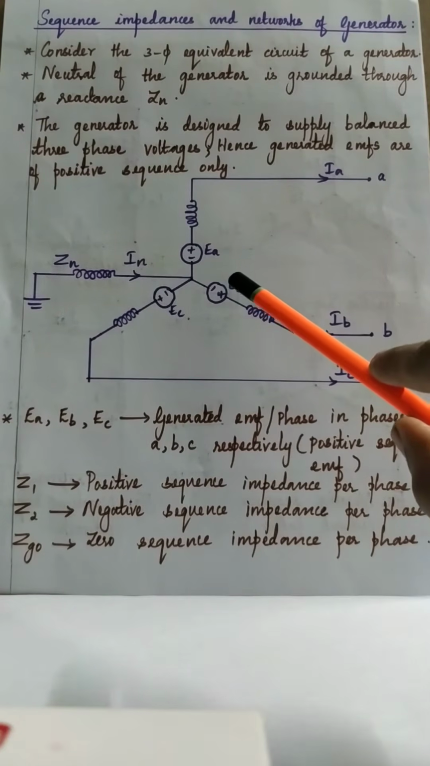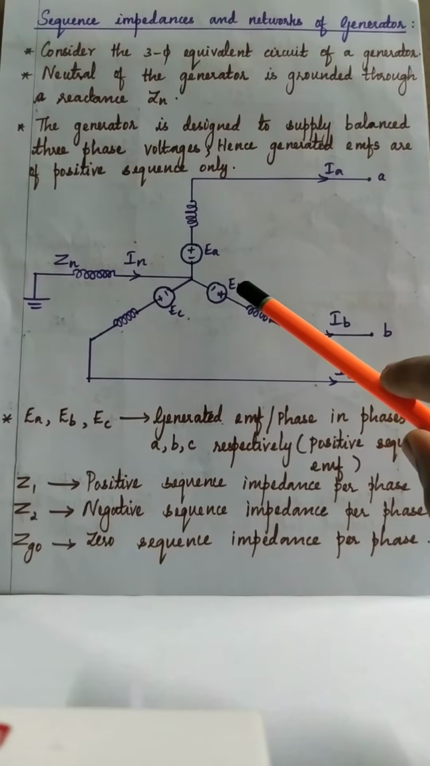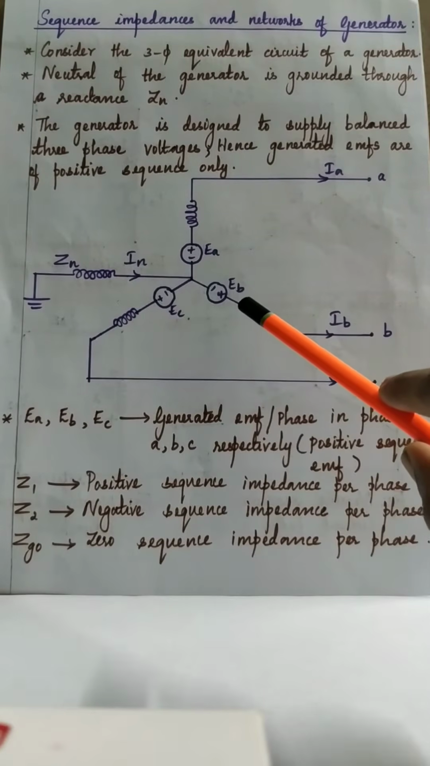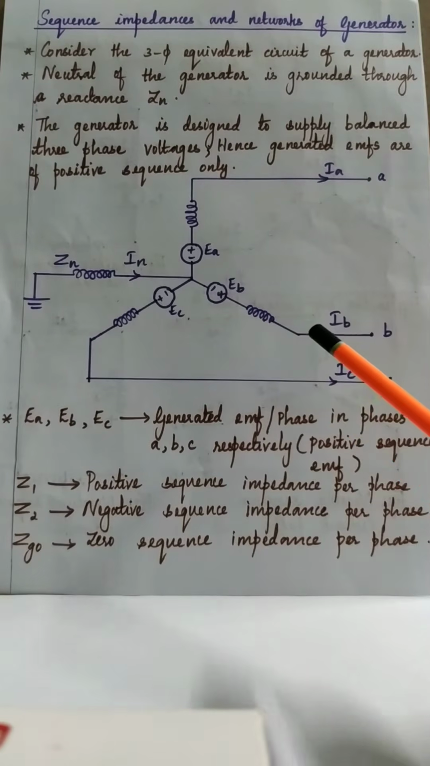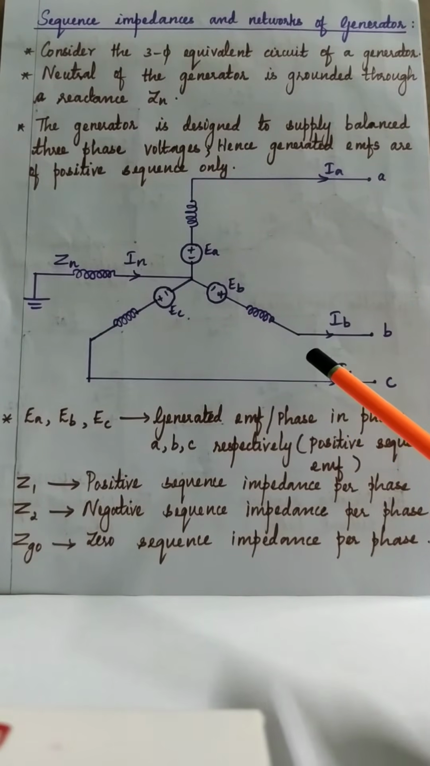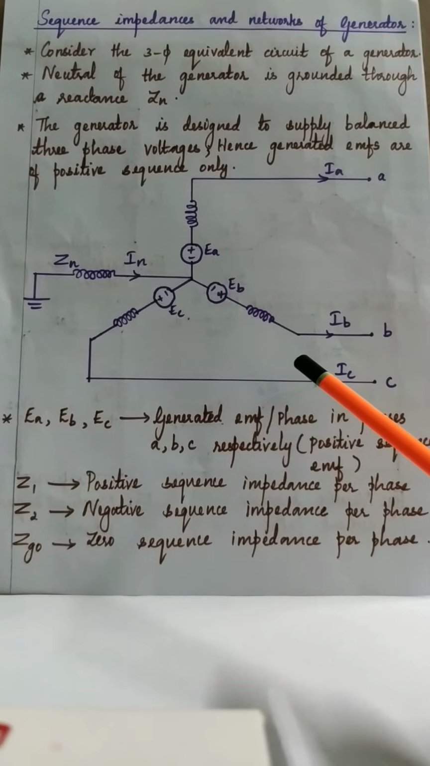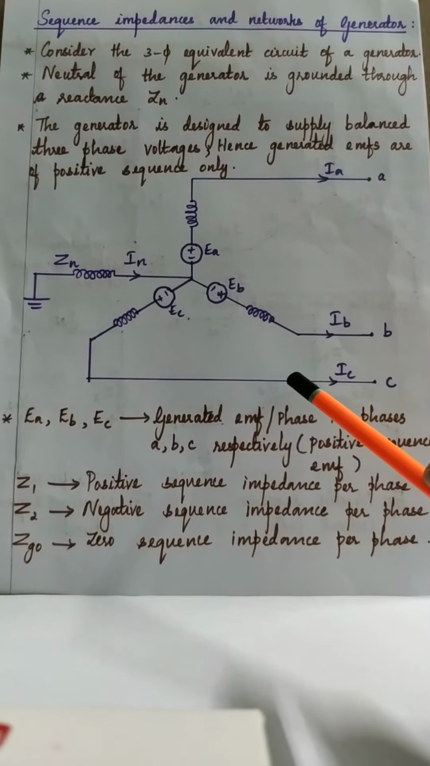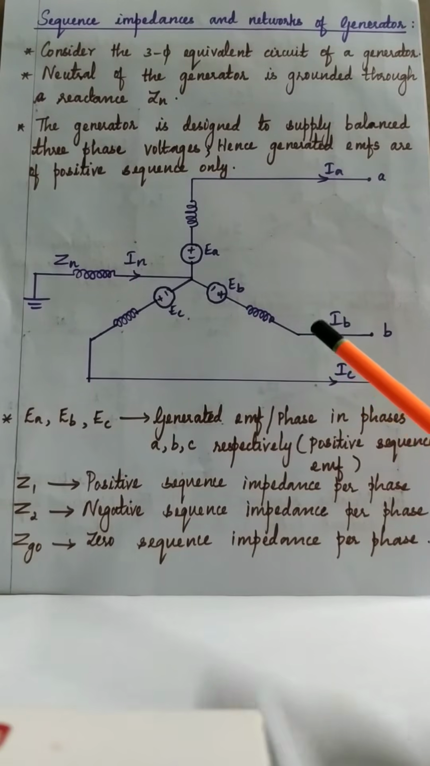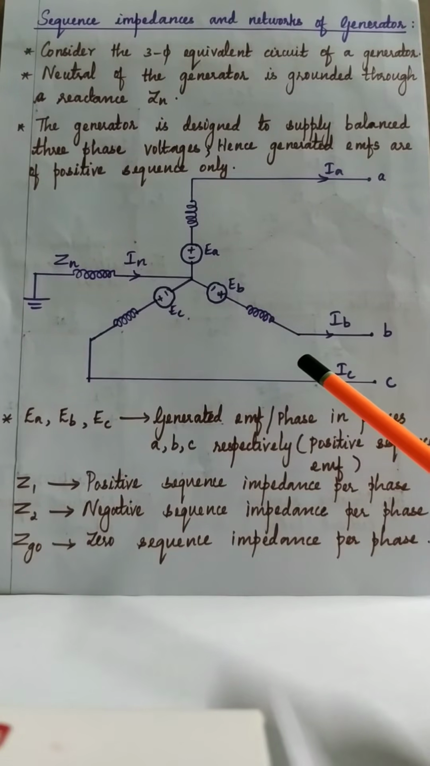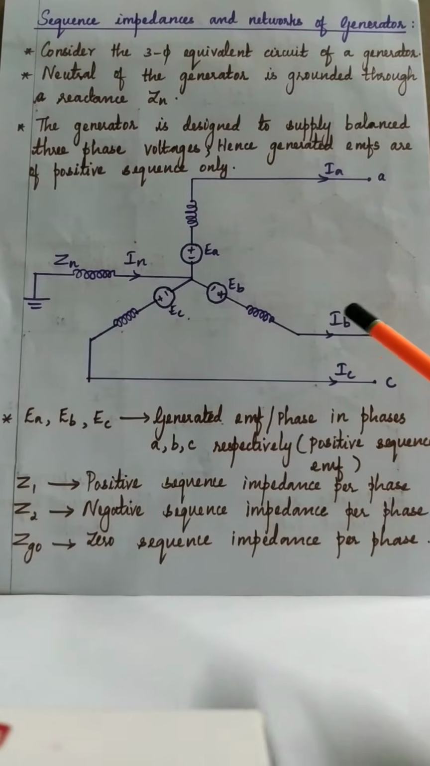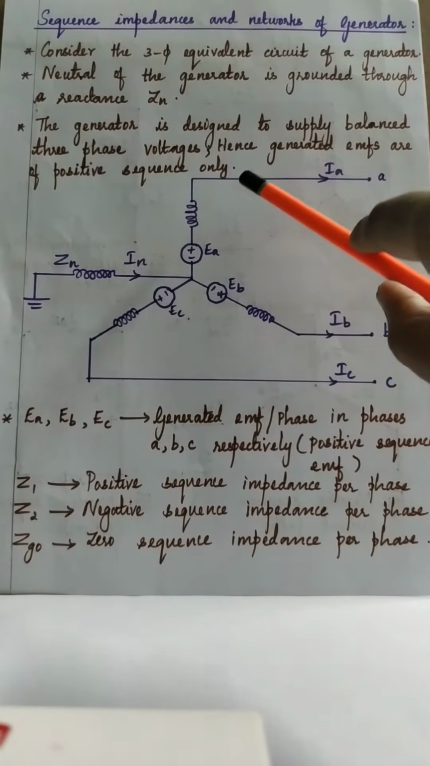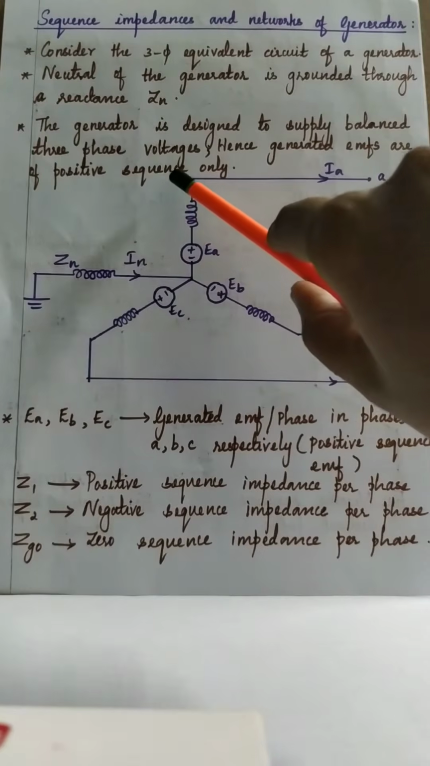In the previous lectures, in problem number 6, we have already proved that a balanced set of three-phase voltages will have only the positive sequence component. We have proved VA is equal to VA1. So here the generated EMFs will have positive sequence only.